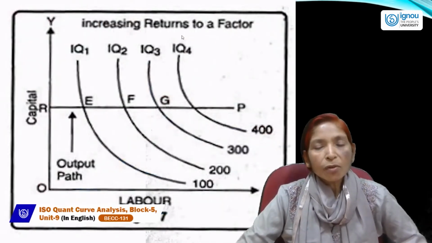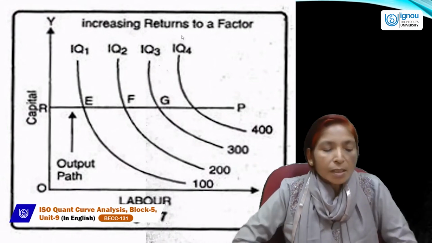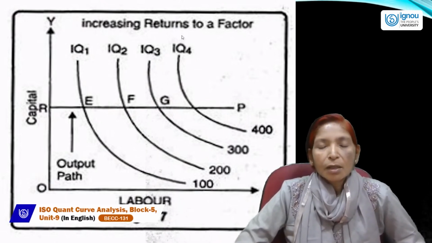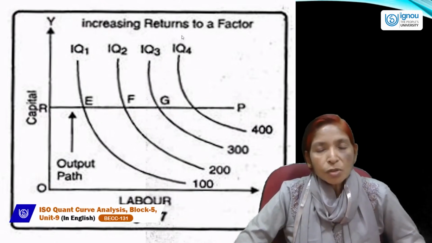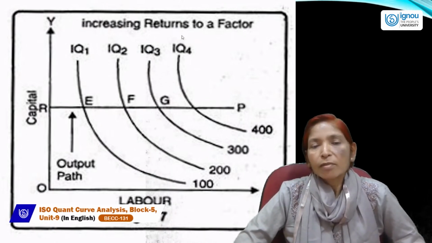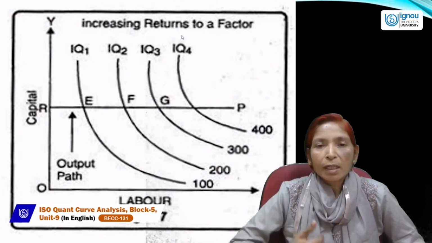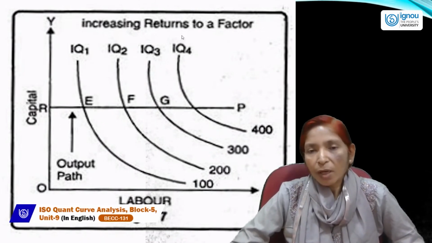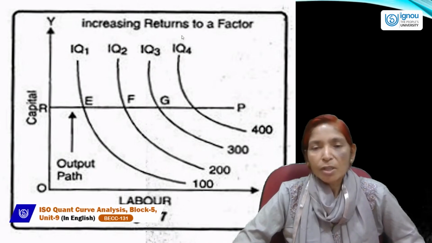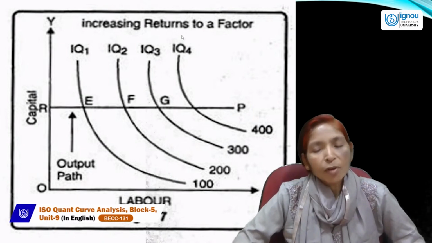Now next is returns to factor. You know that returns to factor is a short-term law, which is also known as the law of variable proportion and the law of diminishing return. Returns to factor is applicable in the short run when some factors are constant and only one factor is variable. If we increase the amount of the variable factor one by one with fixed factor units, in the beginning production will increase. After that, it will become maximum and at last it starts falling.